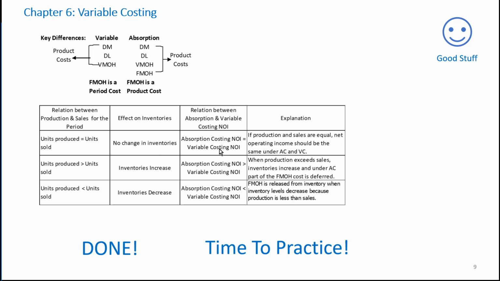Anytime production exceeds sales, we have a buildup of inventory. Because of the buildup, some fixed manufacturing overhead will be deferred under the absorption costing method, resulting in a net operating income which exceeds that of the variable costing method. Whenever sales exceed production, inventory levels will decrease or fall. As this takes place, the absorption costing method will report a net operating income which is less than the variable costing method due to the release of fixed manufacturing overhead costs that had been previously deferred.